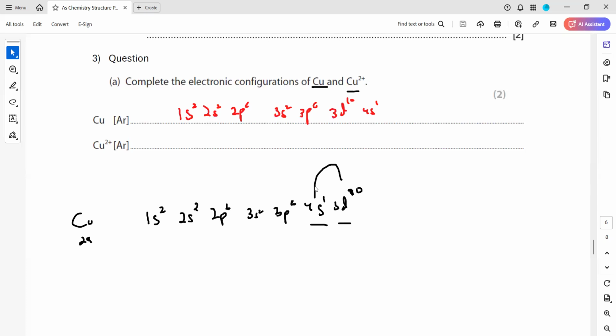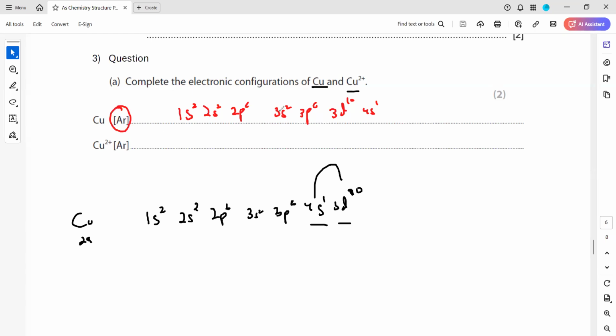Remember, for chromium and for copper, you always write the configuration as they are stable. That's how copper actually exists. So for copper and chromium, try to practice the configuration for the first 30 elements. But as in the question, till argon, it is the same.